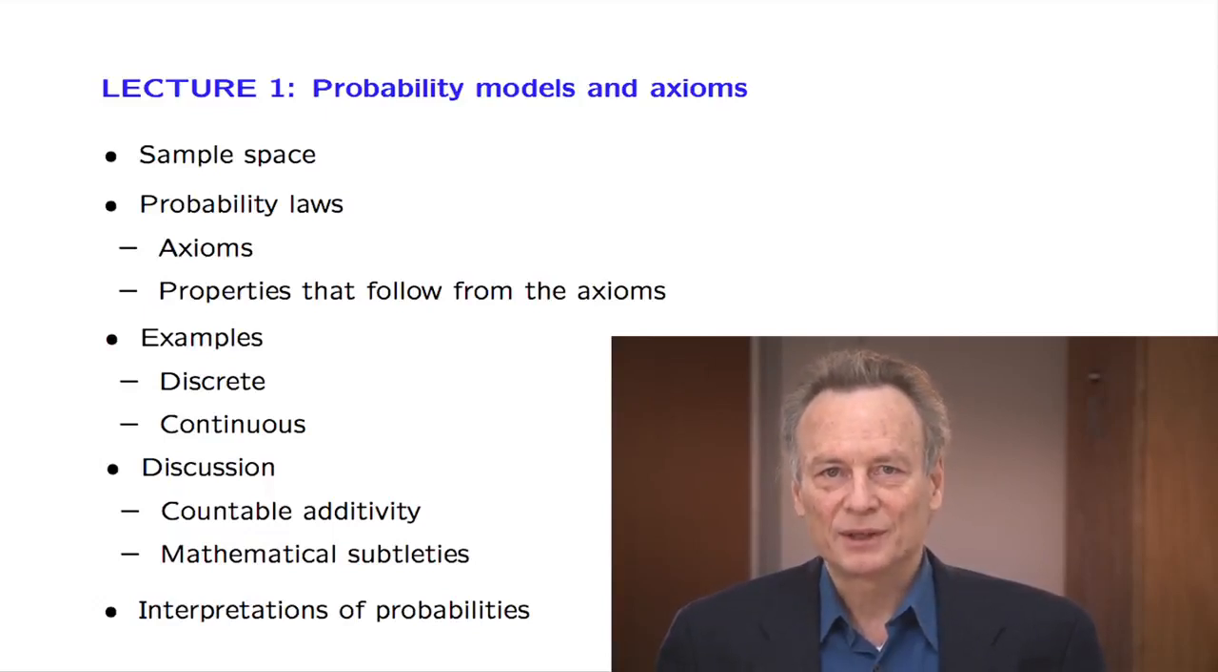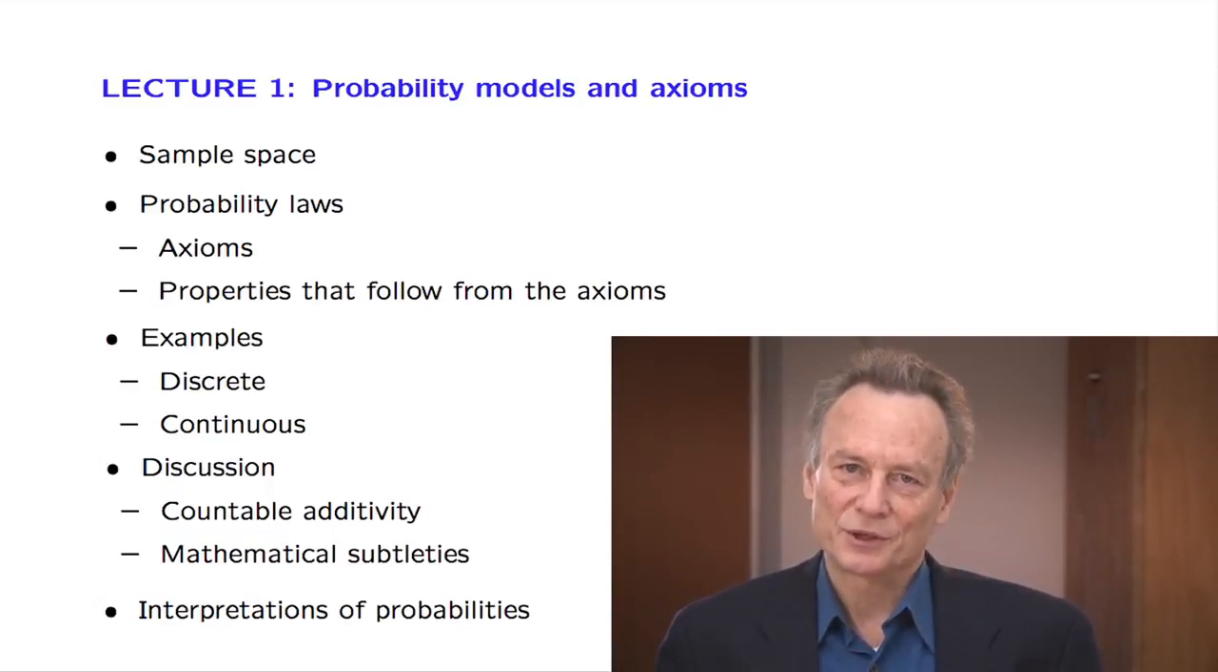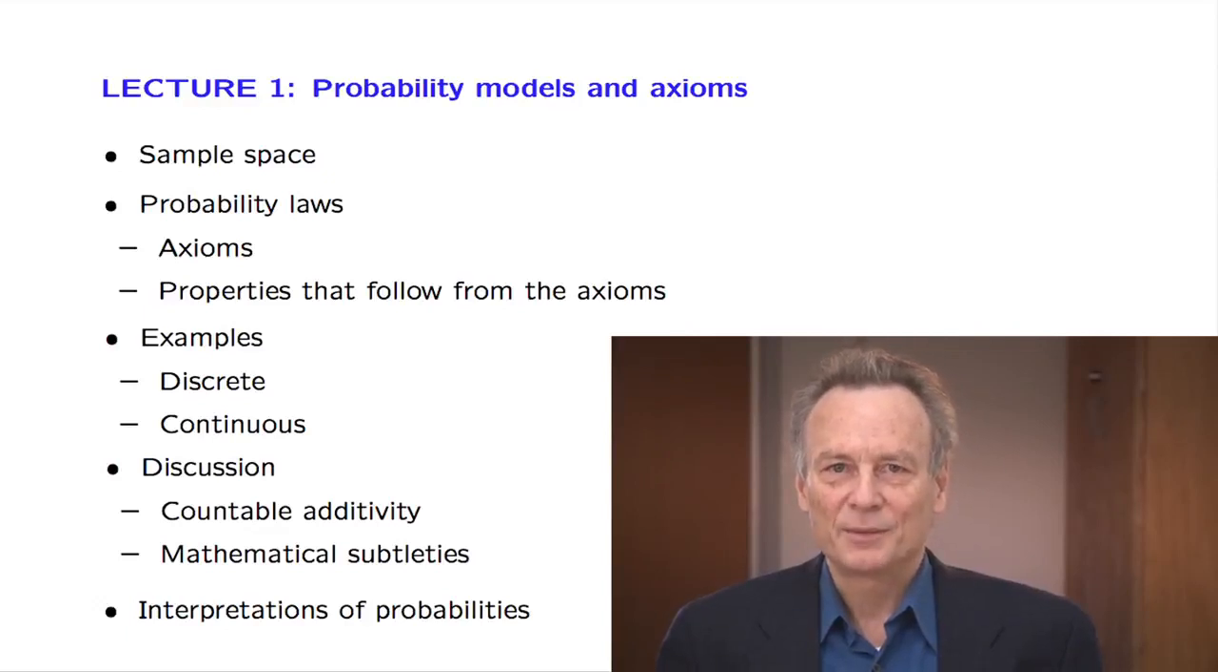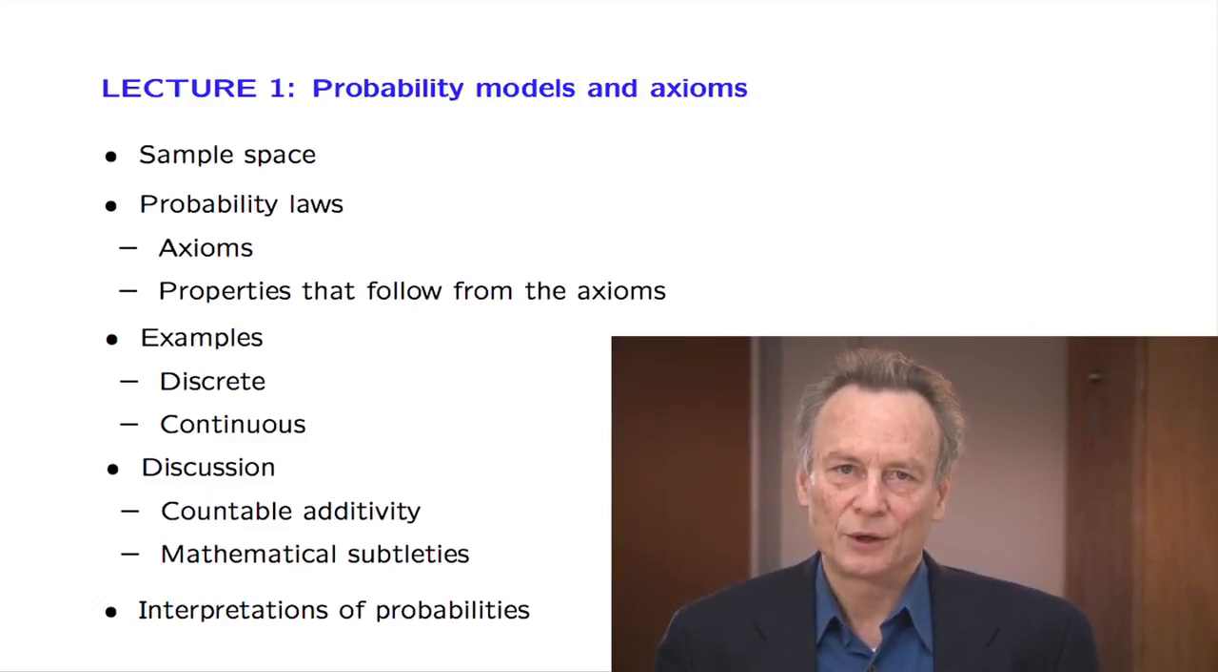A probabilistic model is a quantitative description of a situation, a phenomenon, or an experiment whose outcome is uncertain. Putting together such a model involves two key steps. First, we need to describe the possible outcomes of the experiment. This is done by specifying a so-called sample space. And then we specify a probability law which assigns probabilities to outcomes or to collections of outcomes. The probability law tells us, for example, whether one outcome is much more likely than some other outcome.